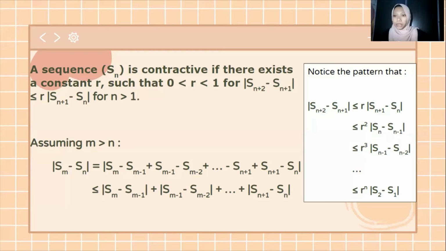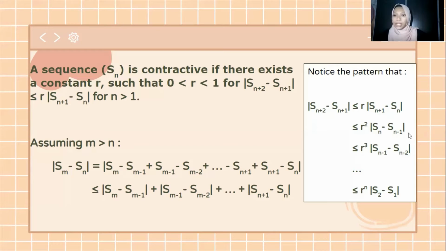So notice the pattern here. Modulus Sn plus 2 minus Sn plus 1 is less than or equal to R modulus Sn plus 1 minus Sn. It is also less than or equal to R squared modulus Sn minus Sn minus 1. Modulus Sn plus 2 minus Sn plus 1 is also less than or equal to R cubed modulus Sn minus 1 minus Sn minus 2.